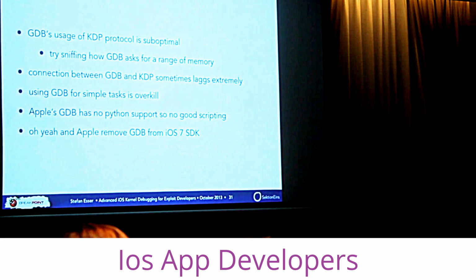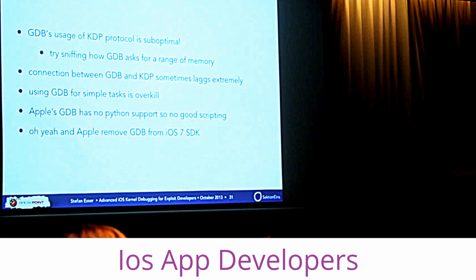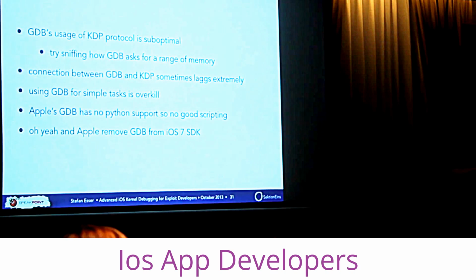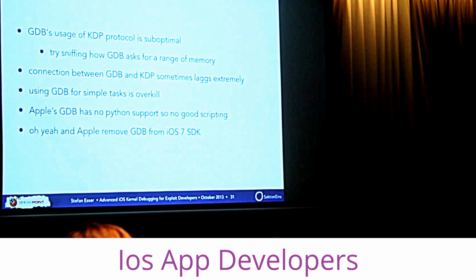And other things, if you just want to ask what is at this position in memory and things like that, doing this all with GDB is very painful, especially because the GDB that you have is a very old Apple GDB that doesn't have scripting support with Python or so. So you have a very old, very unpowerful GDB that doesn't give you scripting support. And also, like I said, Apple removed GDB from the iOS 7 SDK.